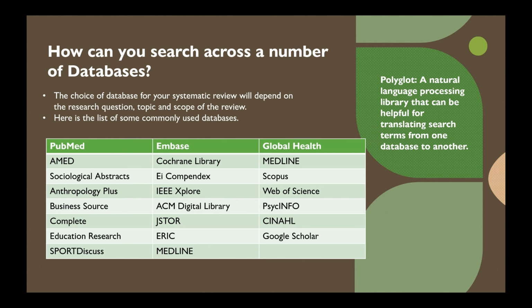So how can you search across a number of databases? Here are some examples of databases that you might want to use. The choice of database for your systematic review will depend on the research question, topic, and the scope of the review. For example, if you are working on a systematic review relevant to medical sciences, you can use databases like PubMed, Google Scholar, and Medline. Medline is one of the most commonly used databases.